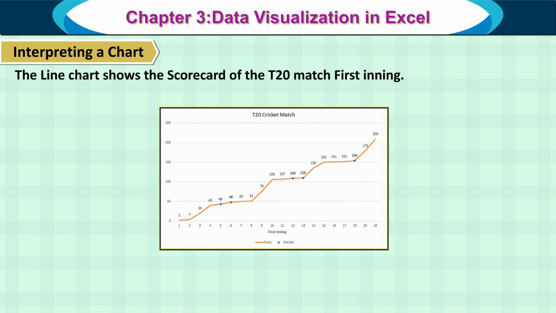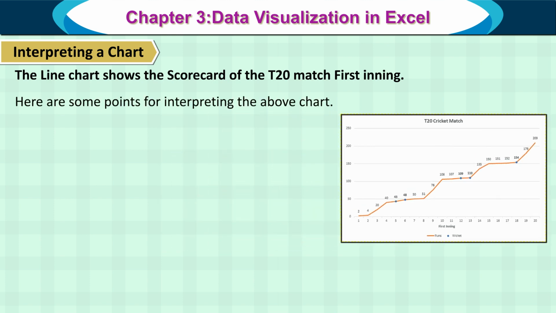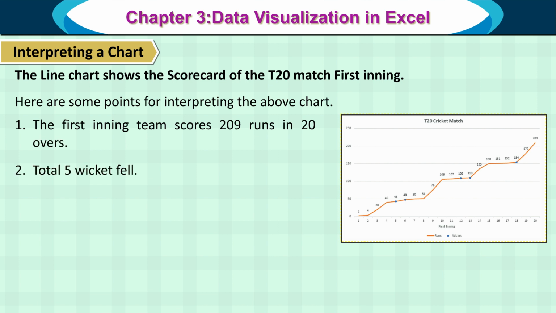The line chart shows a scorecard of the T20 match first inning. Here are some points for interpreting the above chart. 1. The first inning team scores 209 runs in 20 overs. 2. Total 5 wicket fell.